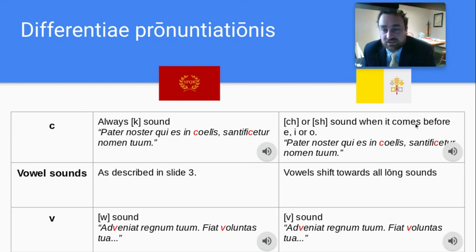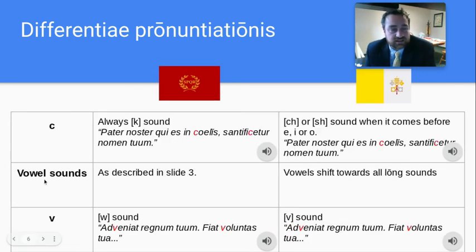So when does it make a ch sound? When it comes before the letters E, I, or O. And of course, it comes before the letters E, I, or O in both of these words. Pater Noster, qui est in caelis, sanctificetur nomen tuum. All right.